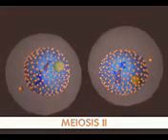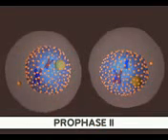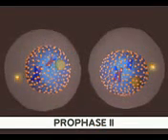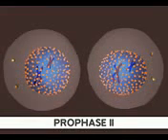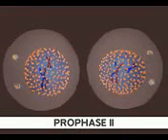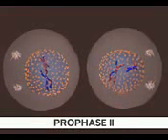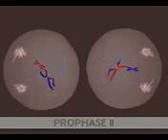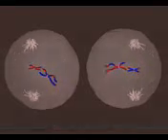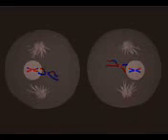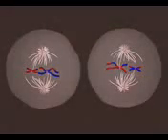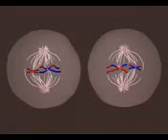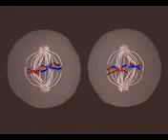The first stage of meiosis II is prophase II. Again, chromosomes condense, the nuclear envelope breaks down, and the spindle apparatus forms. The major difference between prophase II and prophase I is the fact that the daughter cells have only one copy of each homologous chromosome. So in prophase II, there is no synapsis of homologous chromosomes or crossing over.